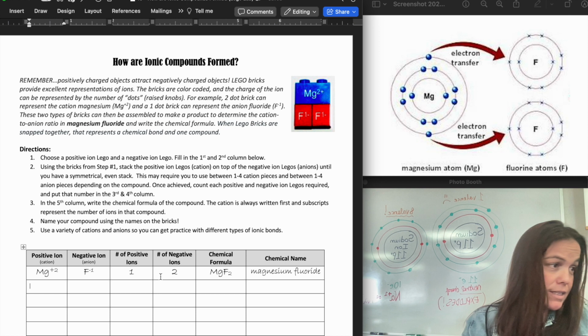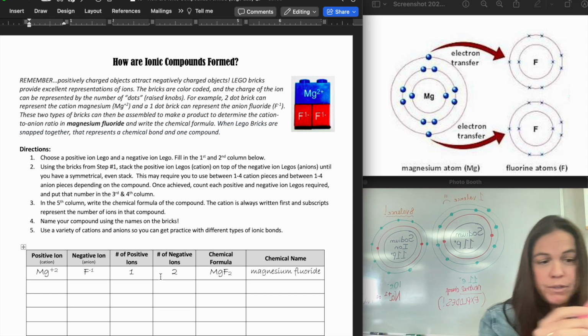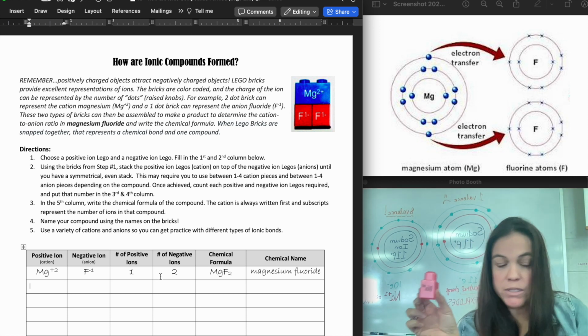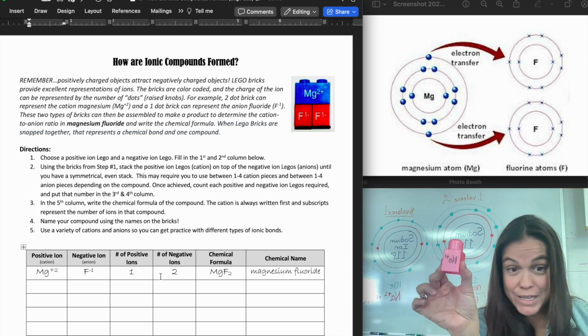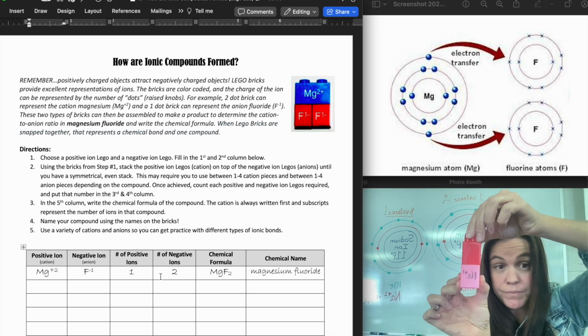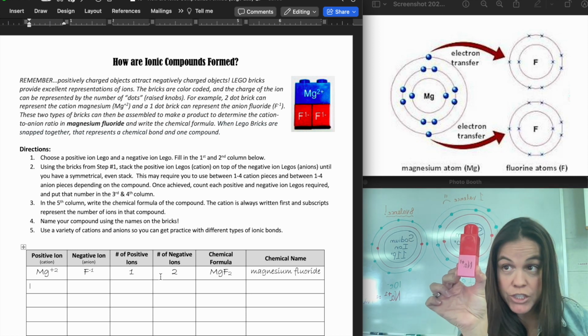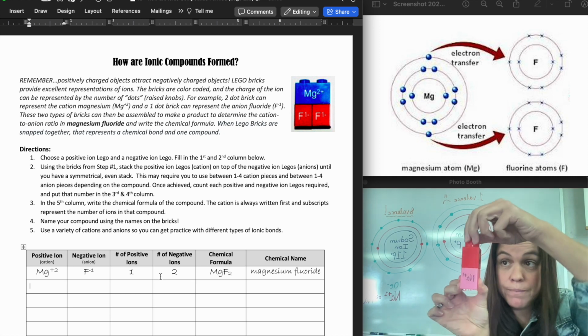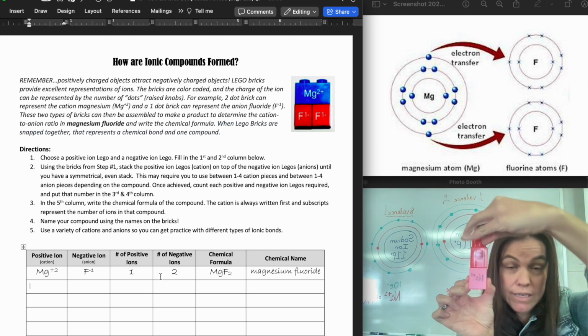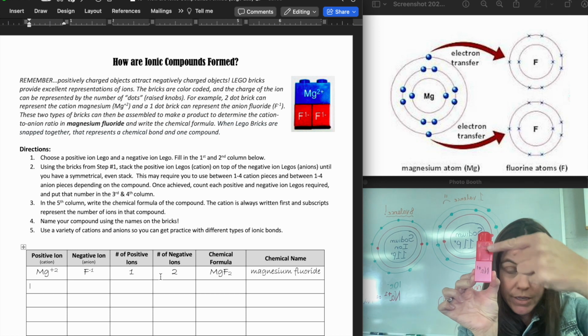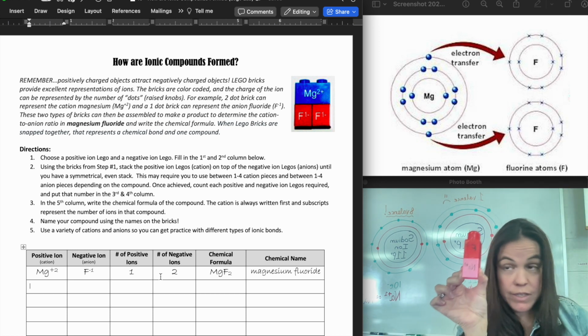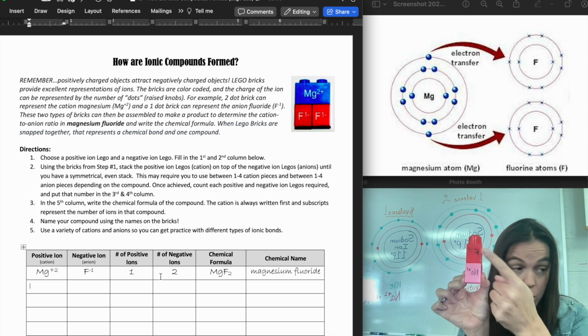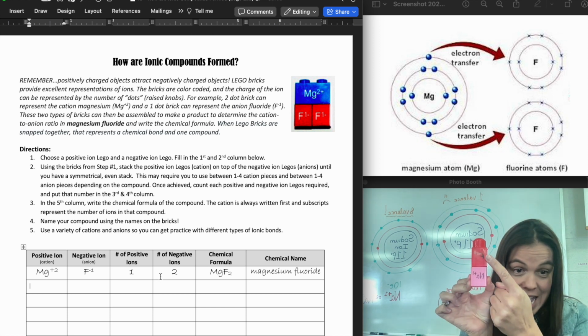Okay, and I can do this with lots of different examples. How about sodium, our favorite that we've been talking about? When sodium gets together with fluorine, it's just a 1-to-1 ratio. There's 1 sodium and there's 1 fluorine. That's the ratio. This is sodium fluoride, so NaF.